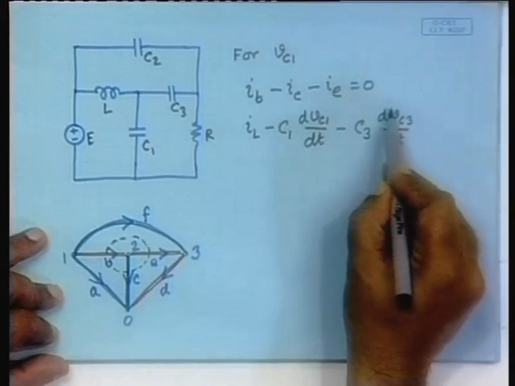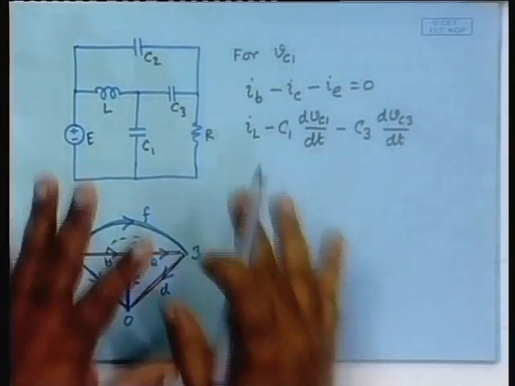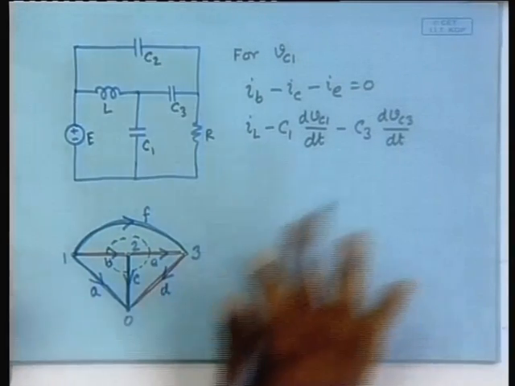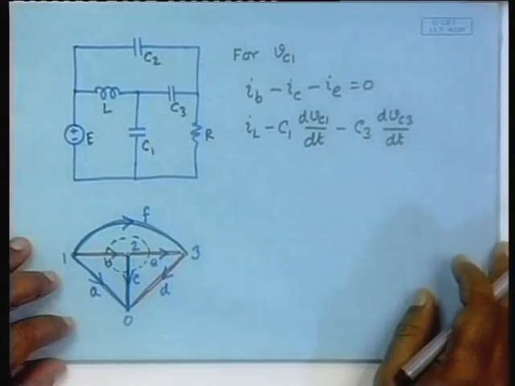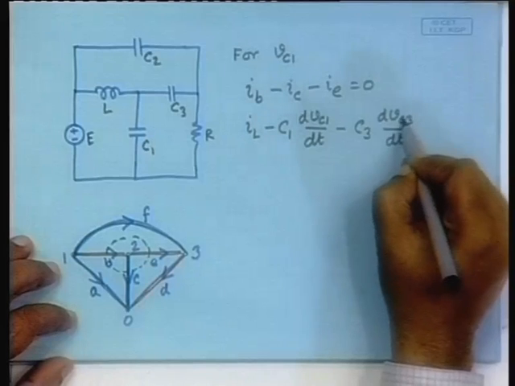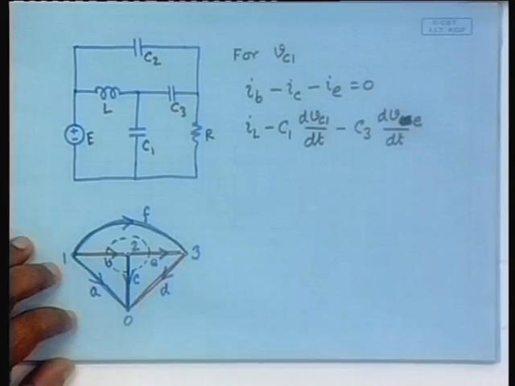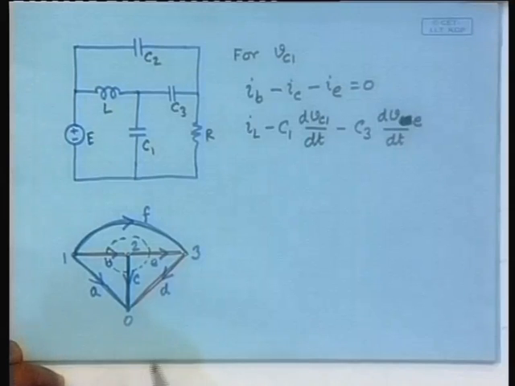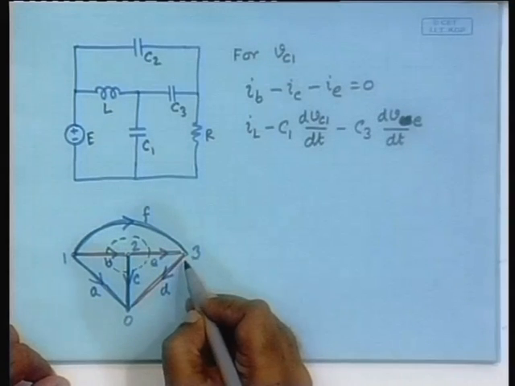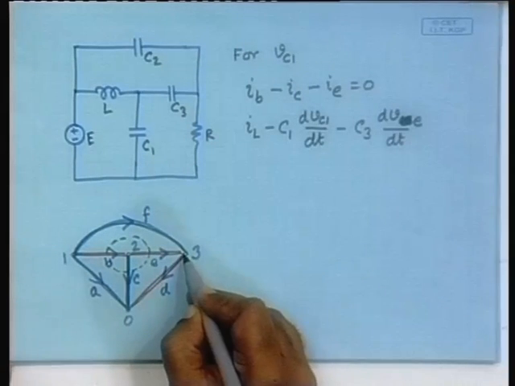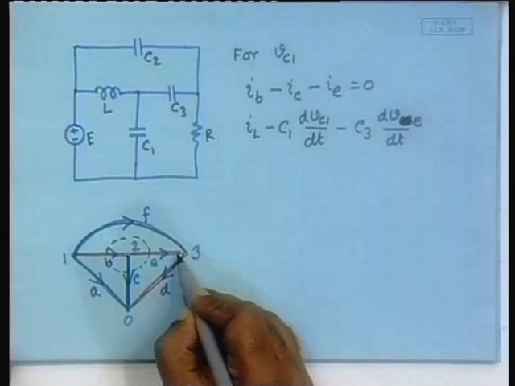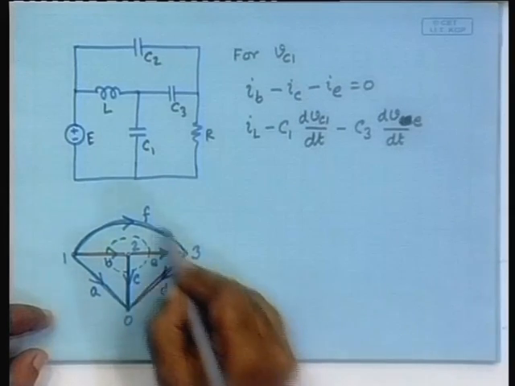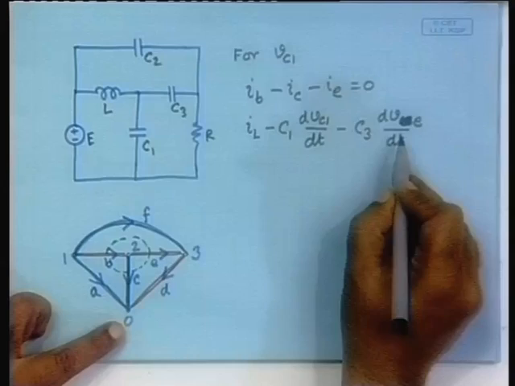V C 3 is not a state variable. So, we need to do something about it, because as we have defined it, this particular branch, even though it is a capacitive branch, was excluded from the standard tree. So, it is not a state variable. So, instead of V C 3, let us write V E, because otherwise we may be led to believe that this is a state variable. Now, where do we get V E from? V is obtained from loops. So, V E will be obtained from the basic loop containing this branch. Where is the basic loop containing this particular branch? 0, 2, 3, 1, 0. Good. So, we need to obtain V E.